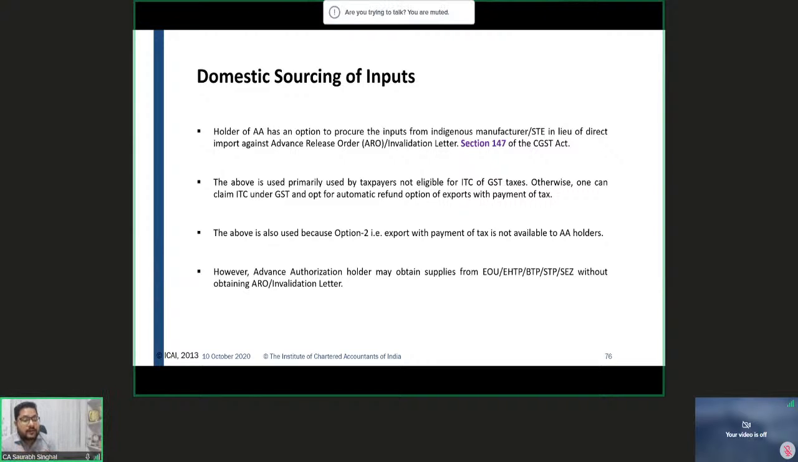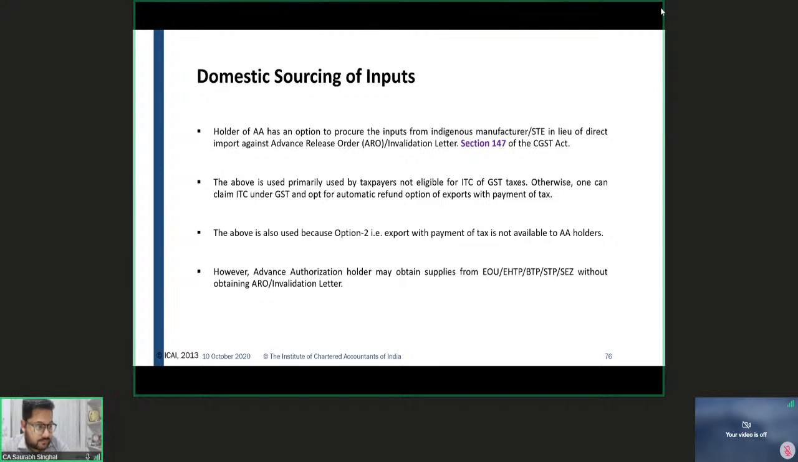Now, up till now, what we have discussed is only import and export in terms of advance authorization. Against the advance authorization that you receive from DGFT, you are also eligible to procure goods domestically. How? You have to take your advance authorization to the DGFT department and get an advance release order or an invalidation letter. And with this invalidation letter, a copy of that is given to a domestic manufacturer or a domestic person who can supply goods to you against advance authorization.